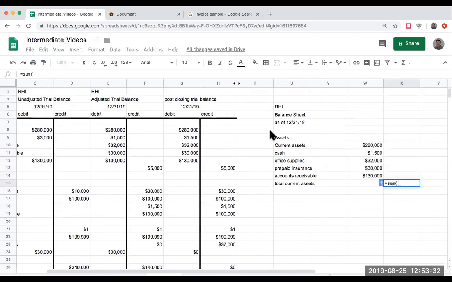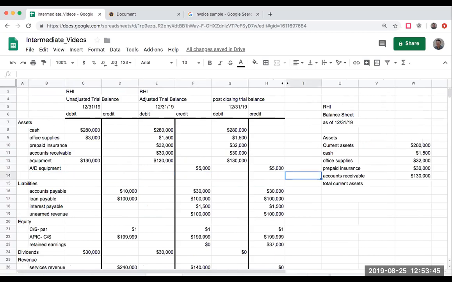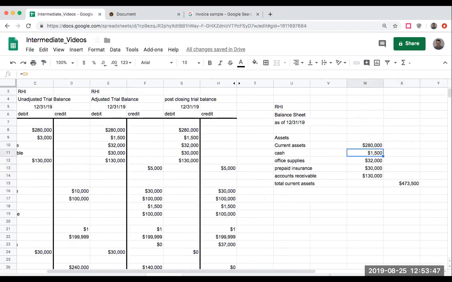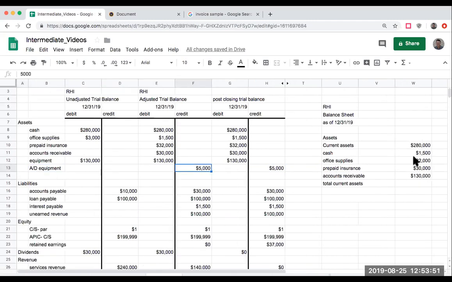So I might want to actually go through and make that accounts receivable higher. However, this is just more of a review, and I've already made a mistake right over here. Let's see here, I've got cash, prepaid insurance. Oh no, okay, I see what I did. Sorry, everybody. Let's go ahead and fix that.